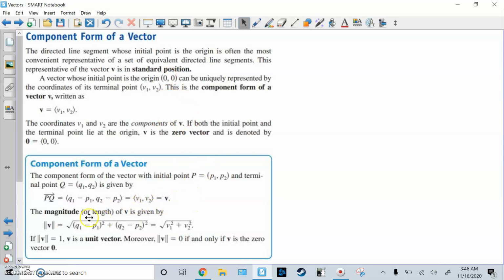And to find the magnitude or length, instead of doing the distance formula, you can just square the two components, add them together, then square root that. So this is a little faster. And if it's equal to 1, that's the unit vector. And if it's equal to 0, that's the zero vector.